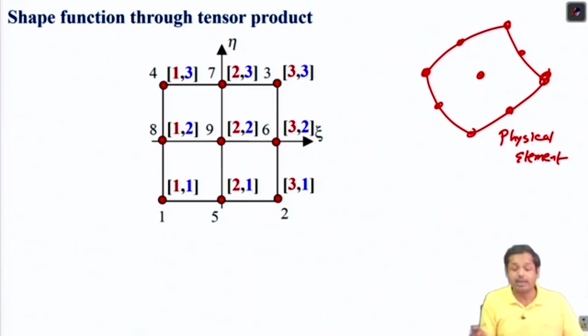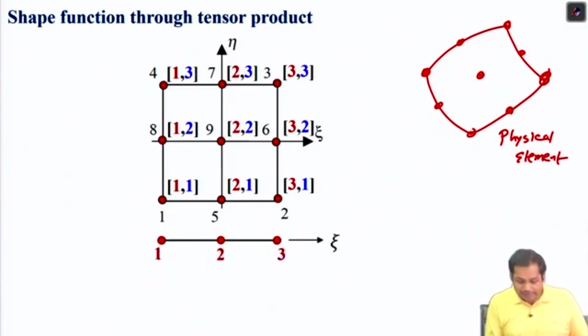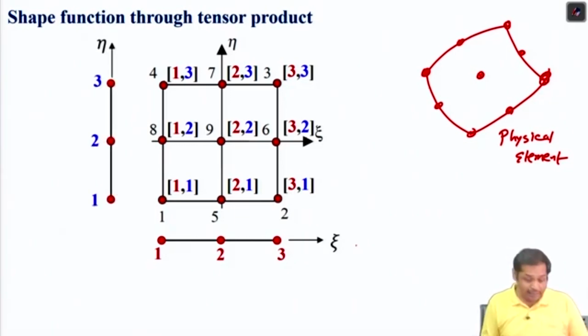However, here the focus is to construct the finite element shape function for the parent element in terms of natural coordinates. Okay, so that's why these are all lines. This is not curved. So this is the one dimensional element in xi direction, a 3-noded element, and again this is a 3-noded 1D element in eta direction.